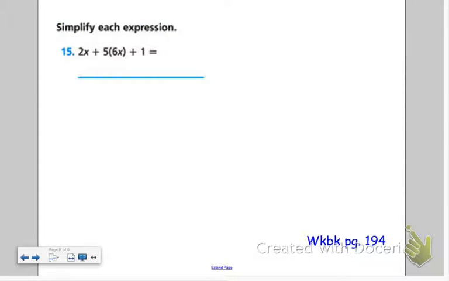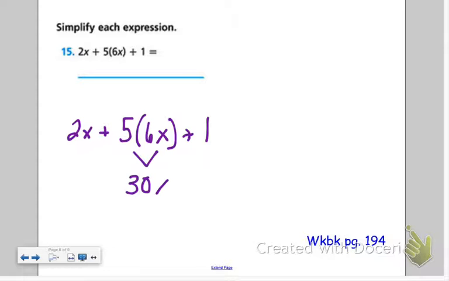How about this one? Number 15 on page 194. 2x plus the product of 5 and 6x, plus 1. First, I'm going to take care of rewriting it so coefficients come in front. So the multiplication part has to come first. So 2x stays the same. The 5 times 6x is the stuff we're going to work on. 5 times 6x gives you 30x, because you can rewrite it so that it becomes 5 times 6 in parentheses times x outside the parentheses. And then I'm going to bring everything down. Think of it like order of operations, right? You take care of the multiplication, do a little bit at a time, bring it all down.